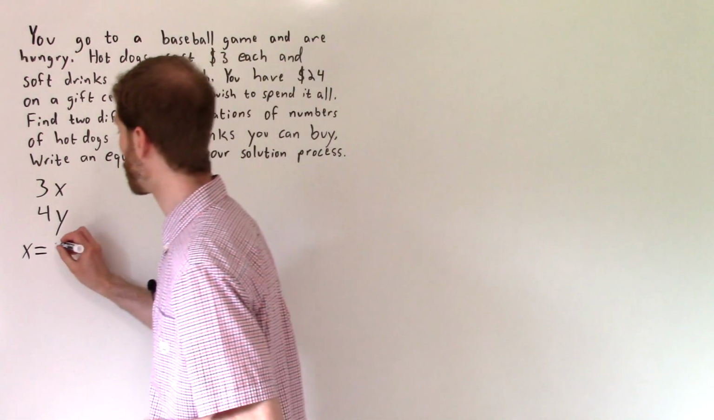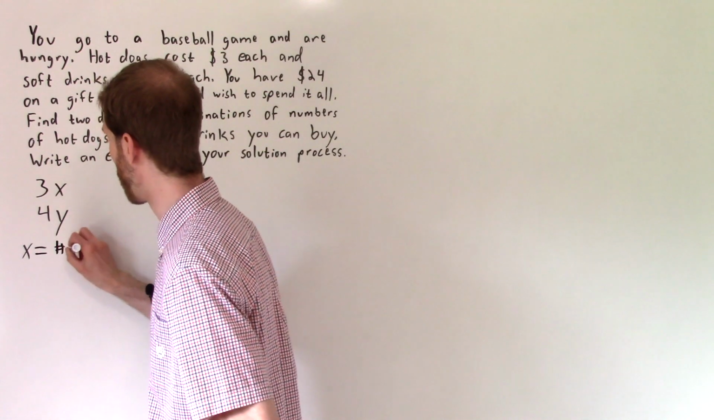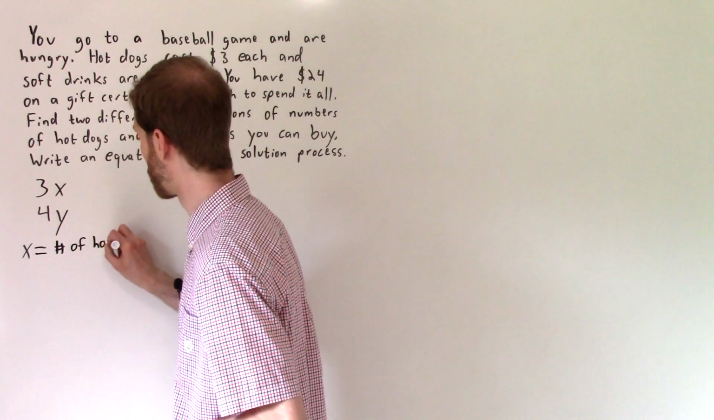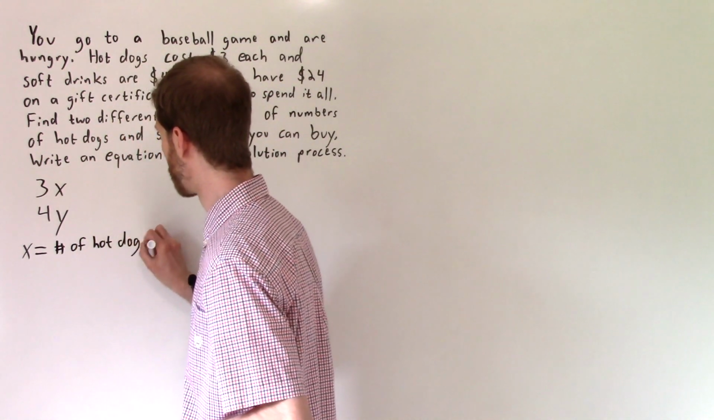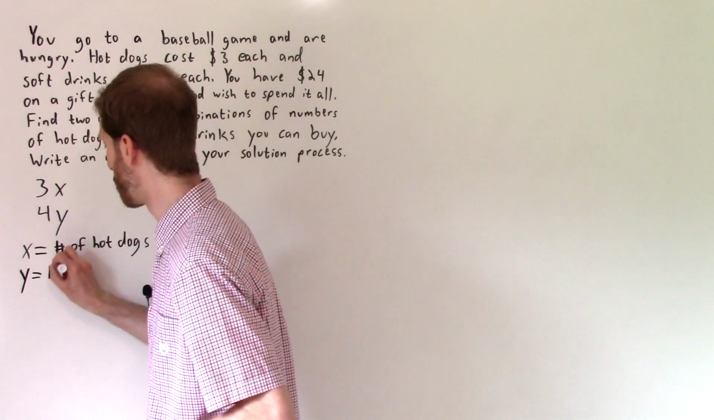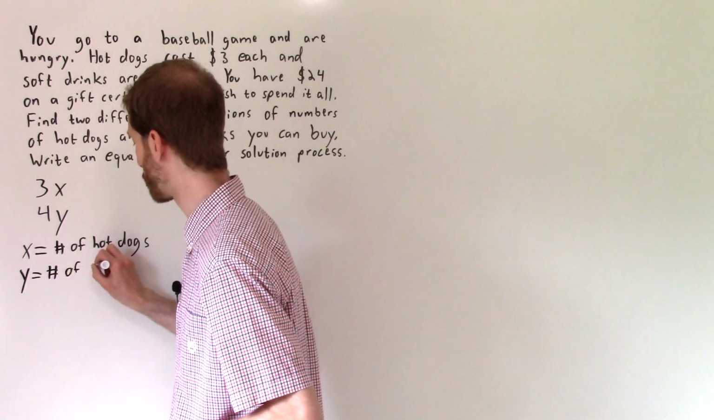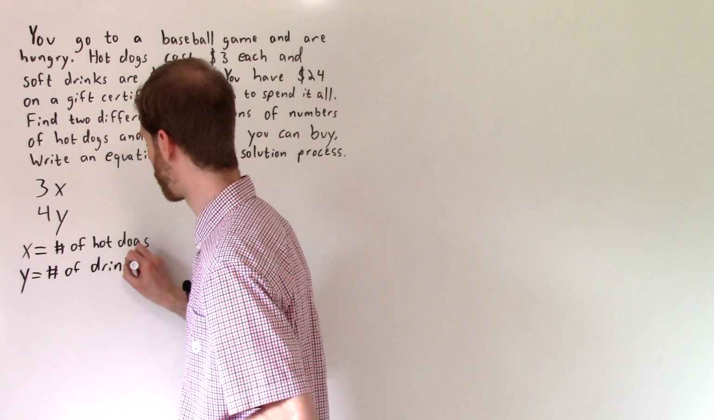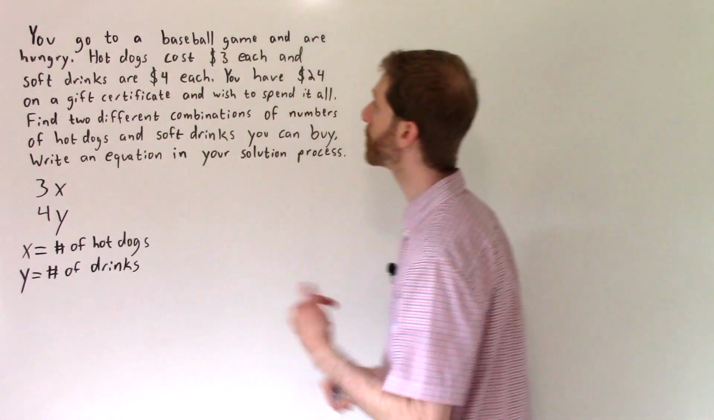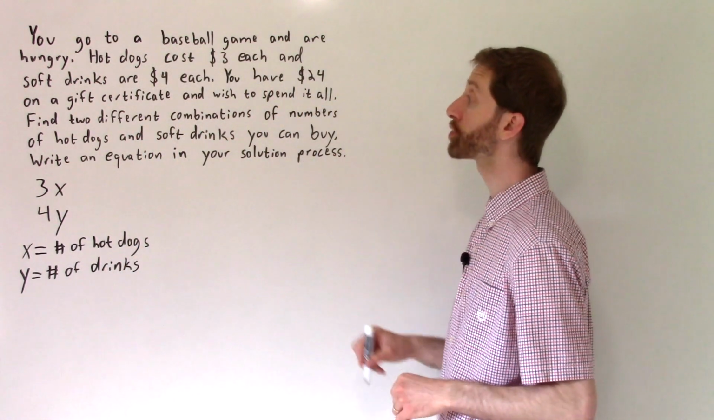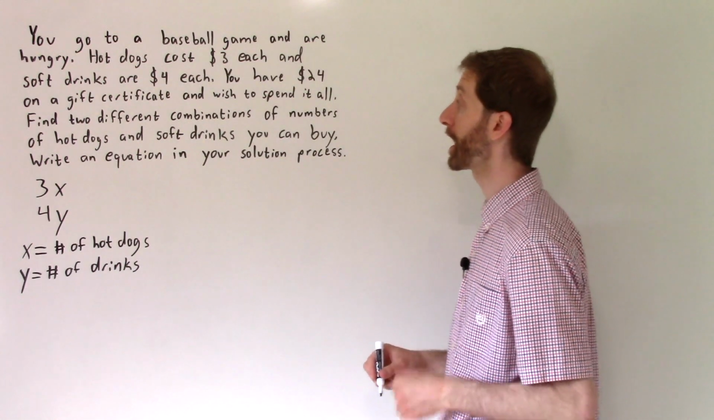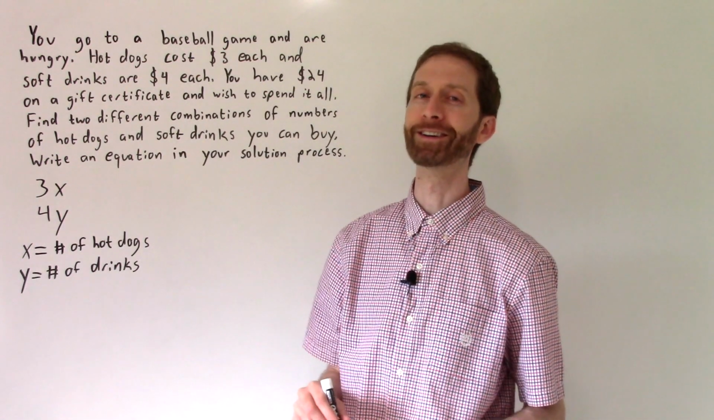So x equals the number of hot dogs, and y is going to be equal to the number of soft drinks. So I'm just going to say number of drinks, specifically soft drinks. Okay, we'll keep reading now that we've translated that. You have $24 on a gift certificate and wish to spend it all.